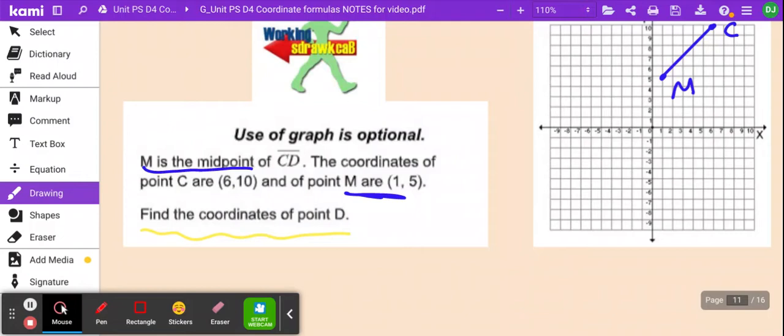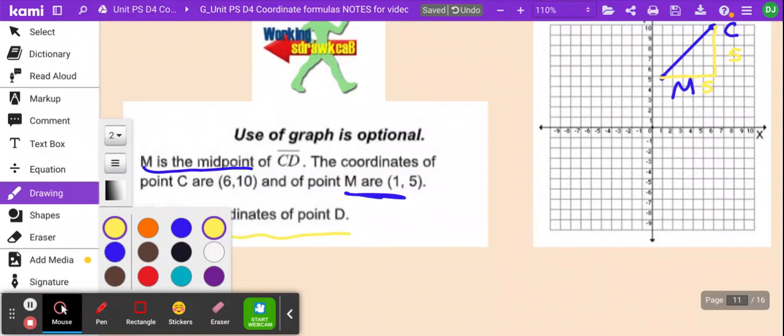Well, think about it. It has to be a straight line segment, which means the slope from C to M has to be the same from M to D, right? And the distance has to be the same. So how do I make sure that happens? Well, again, we did it earlier. If you just count how many boxes down, that's 5. And if you count over, that's 5.